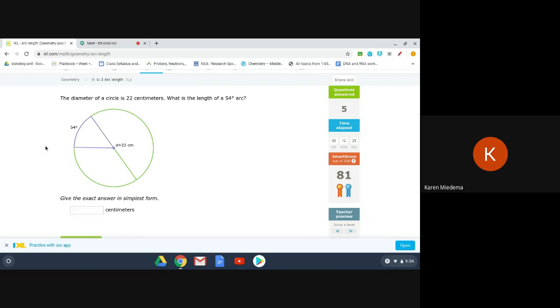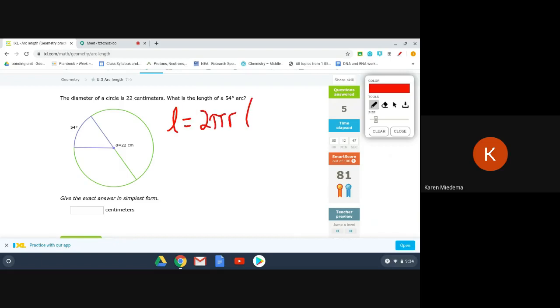Okay, I'm going to go ahead and do this one as well, because it's actually asking you the length of a 54-degree arc. L equals 2 pi r theta over 360. Just to make sure that you're okay with finding the arc again.